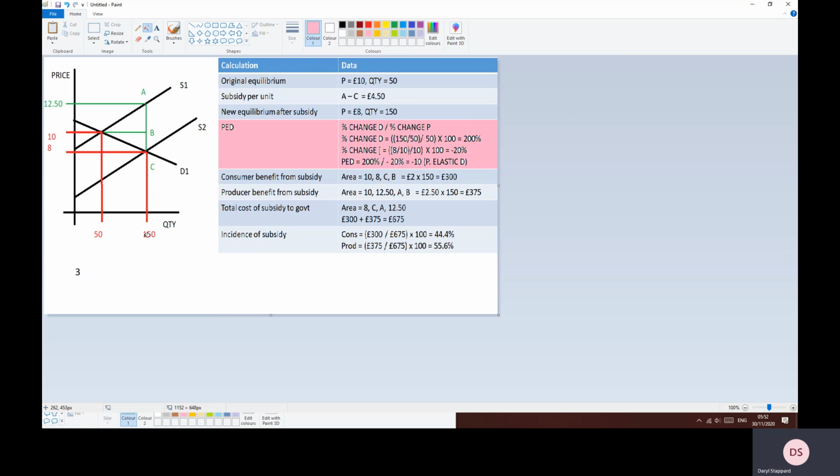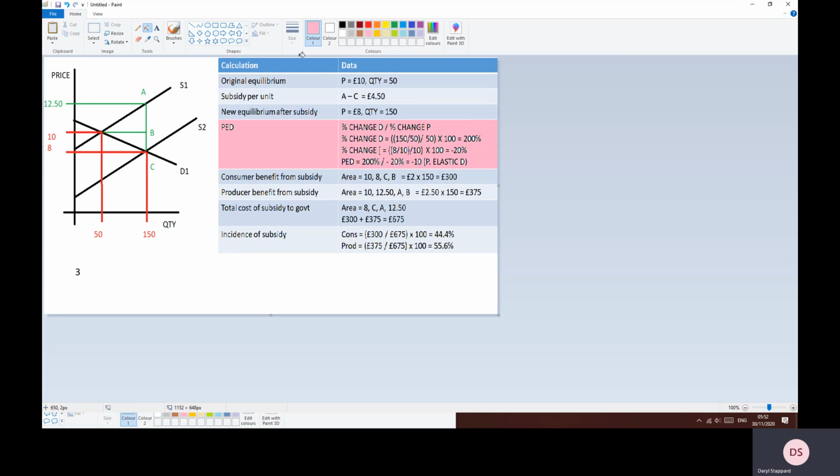That has led to the market growing from 50 at the original equilibrium point to 150. So if we work out the percentage change in demand now, demand has grown by 200%. Price has fallen by 20%. So if I do the change in demand divided by the percent change in price, I've got 200% divided by minus 20%, which gives a score of minus 10, a really price elastic demand curve.